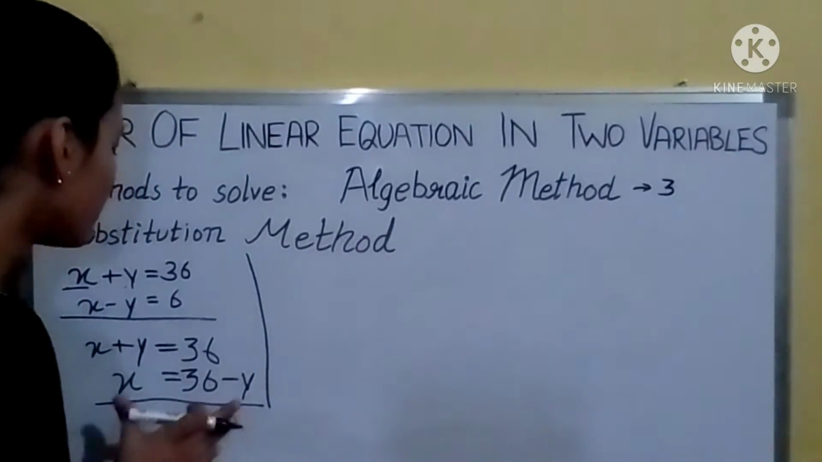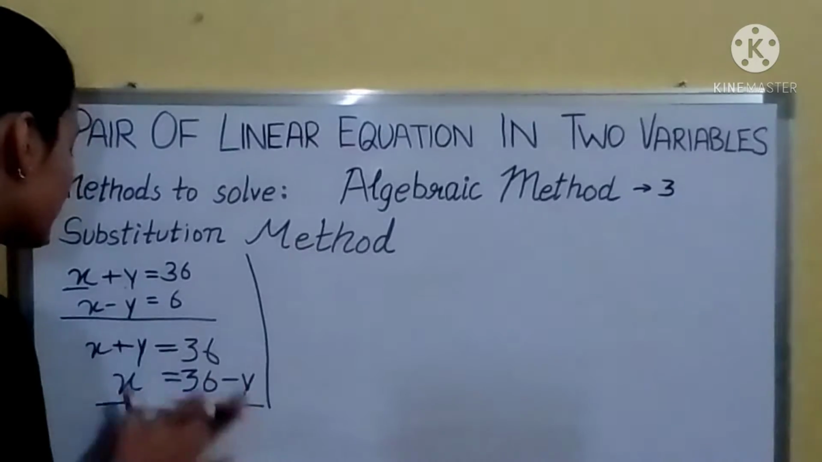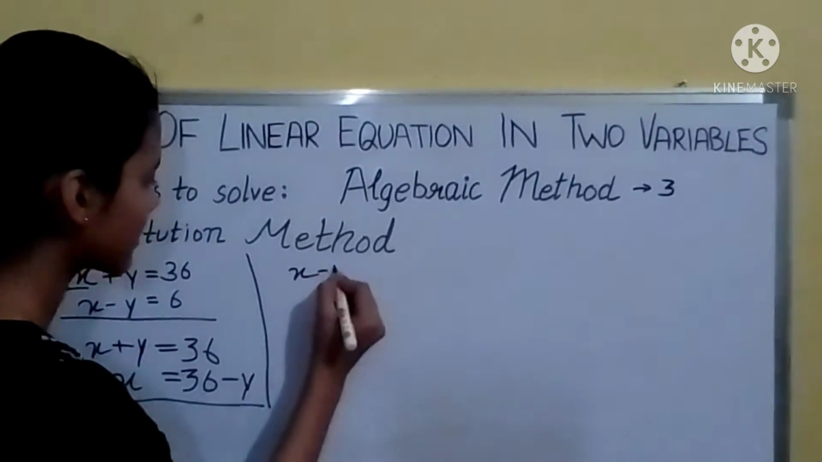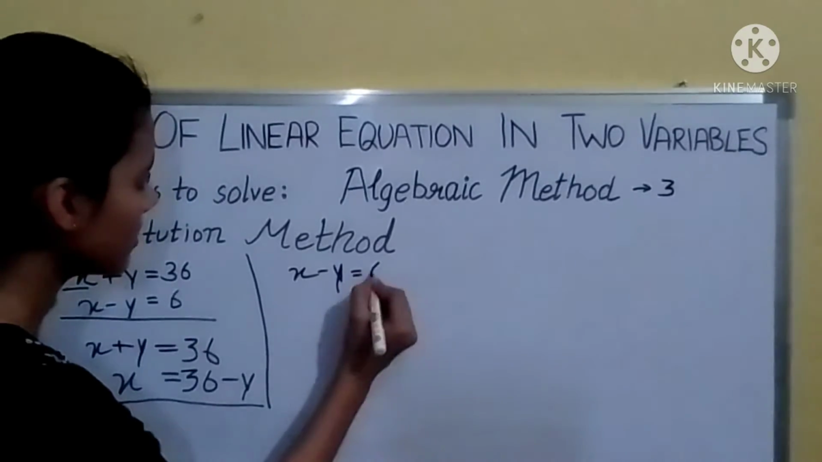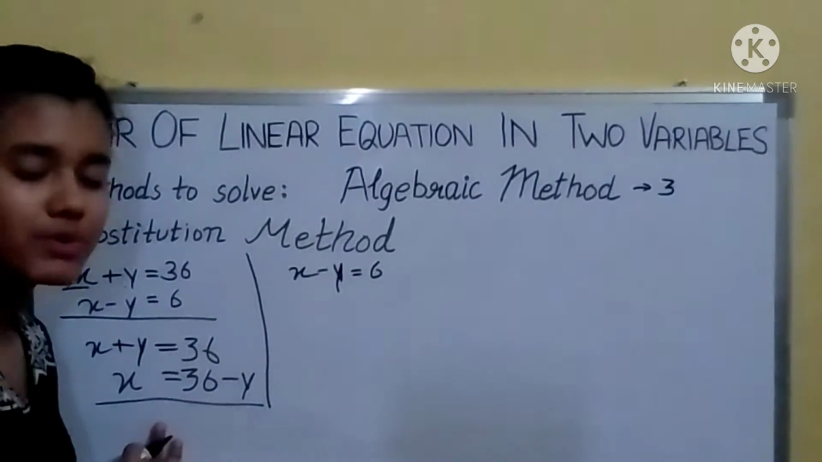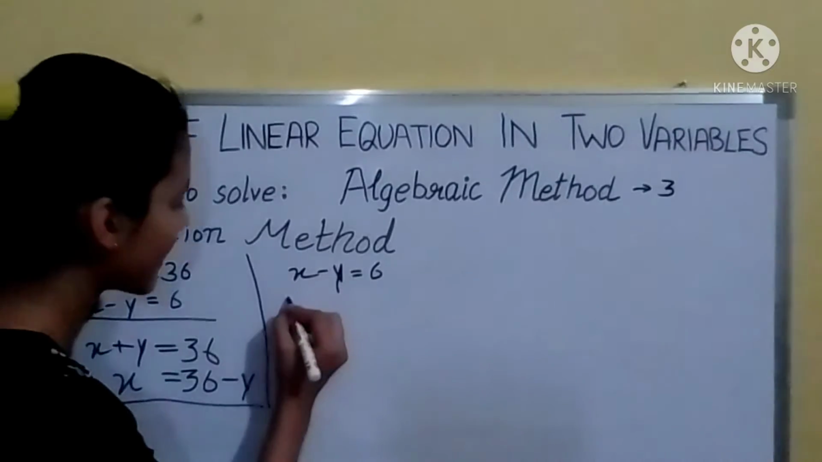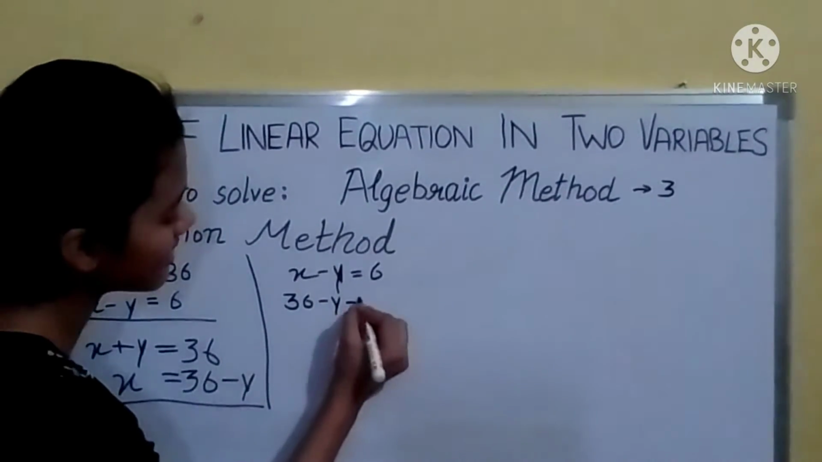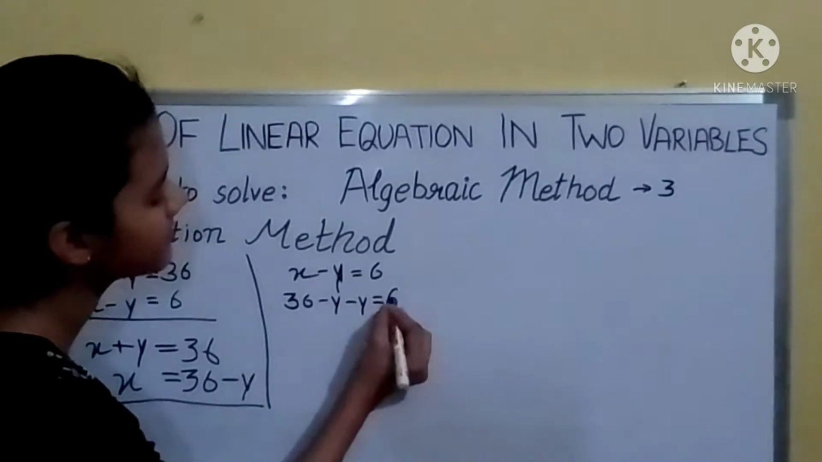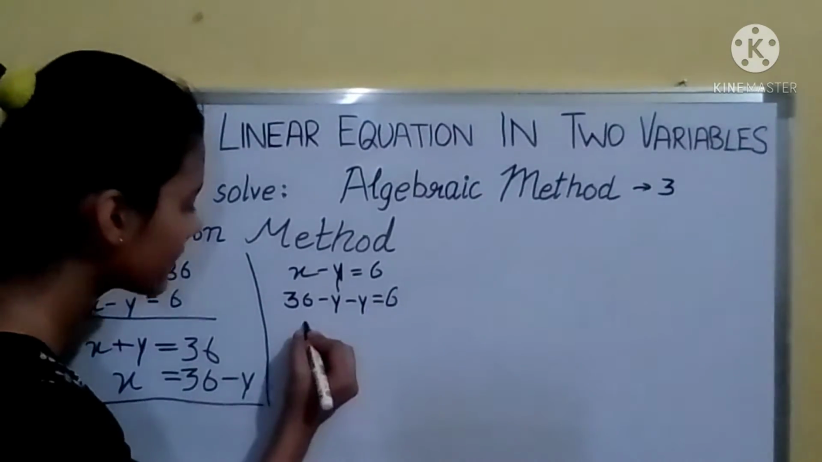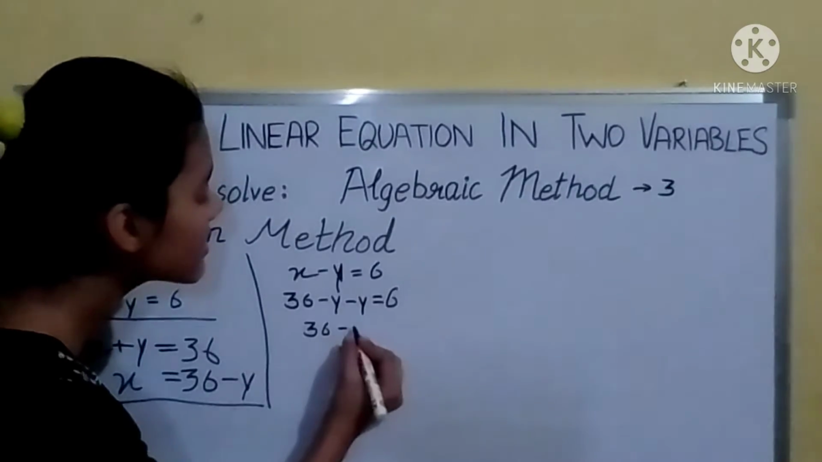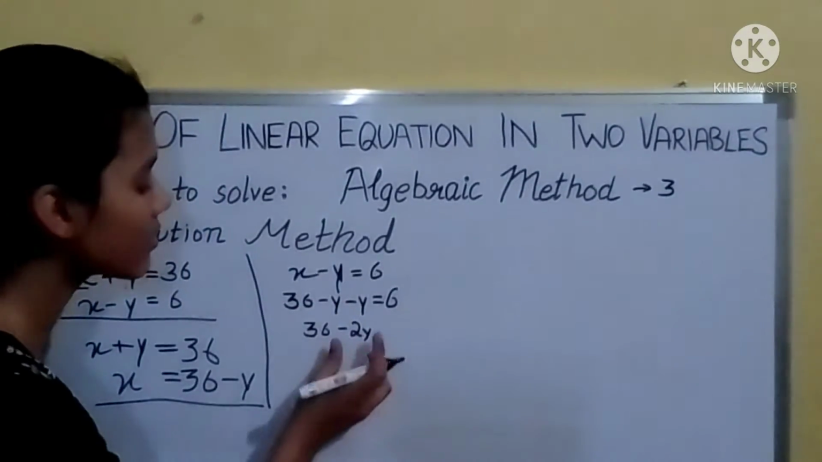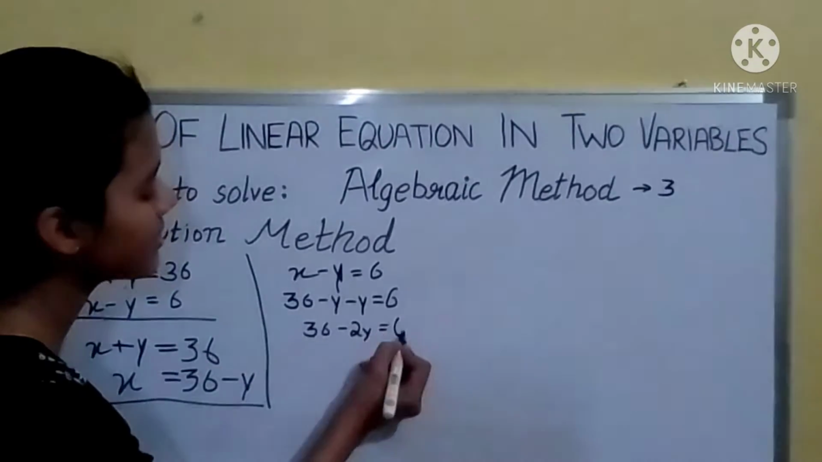Now we will substitute the value of x in the second equation. So x minus y is equal to 6. The value of x which we got was 36 minus y. So 36 minus y and here minus y is equal to 6. Okay. Then 36 minus 2y, because minus and minus, 2 times y, so minus 2y is equal to 6.